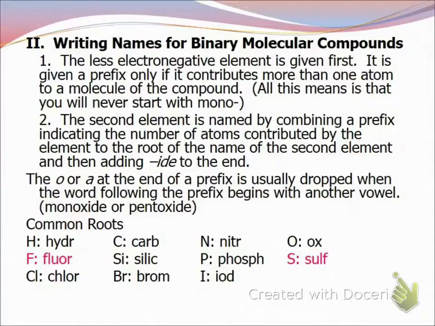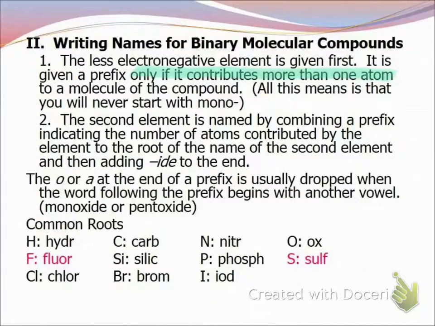Okay, so let's highlight that. Only if there is more than one. If not, we just state the element's name. So it keeps its name. It does not change the ending. You may have noticed that when we were writing the formulas from the names. It's always the same name.